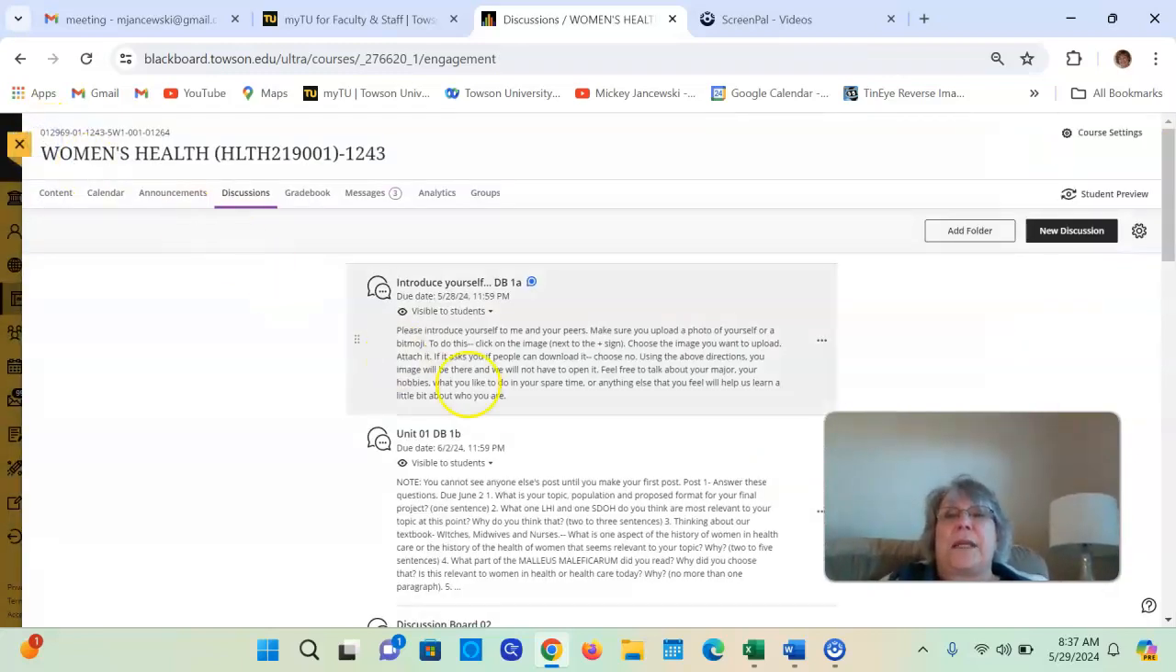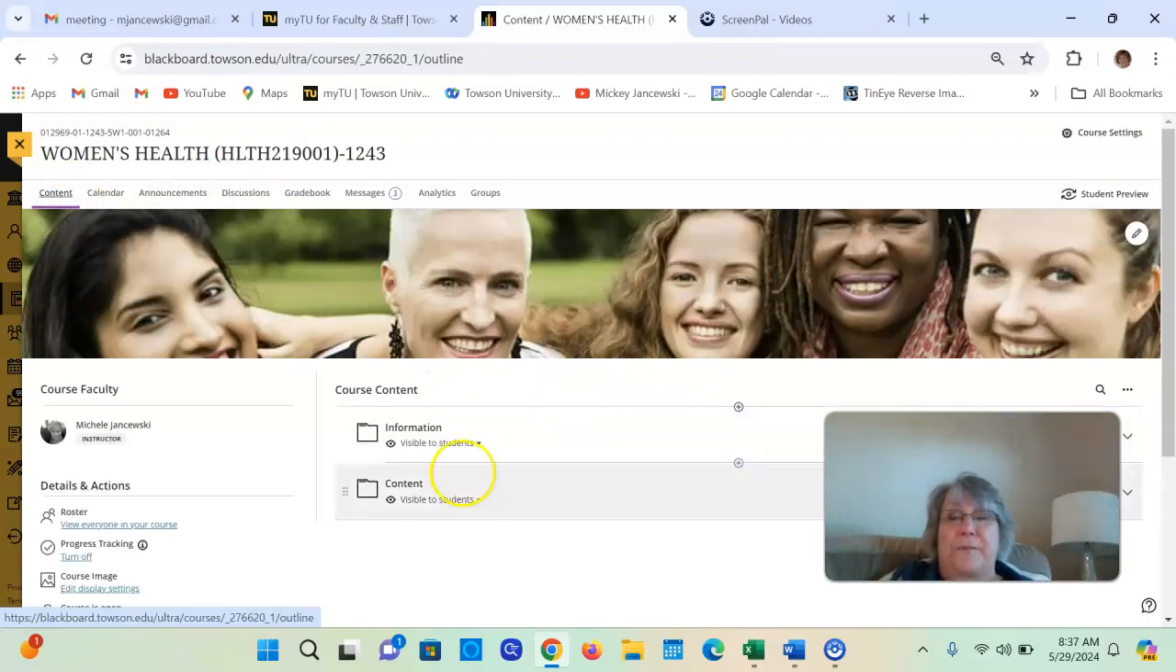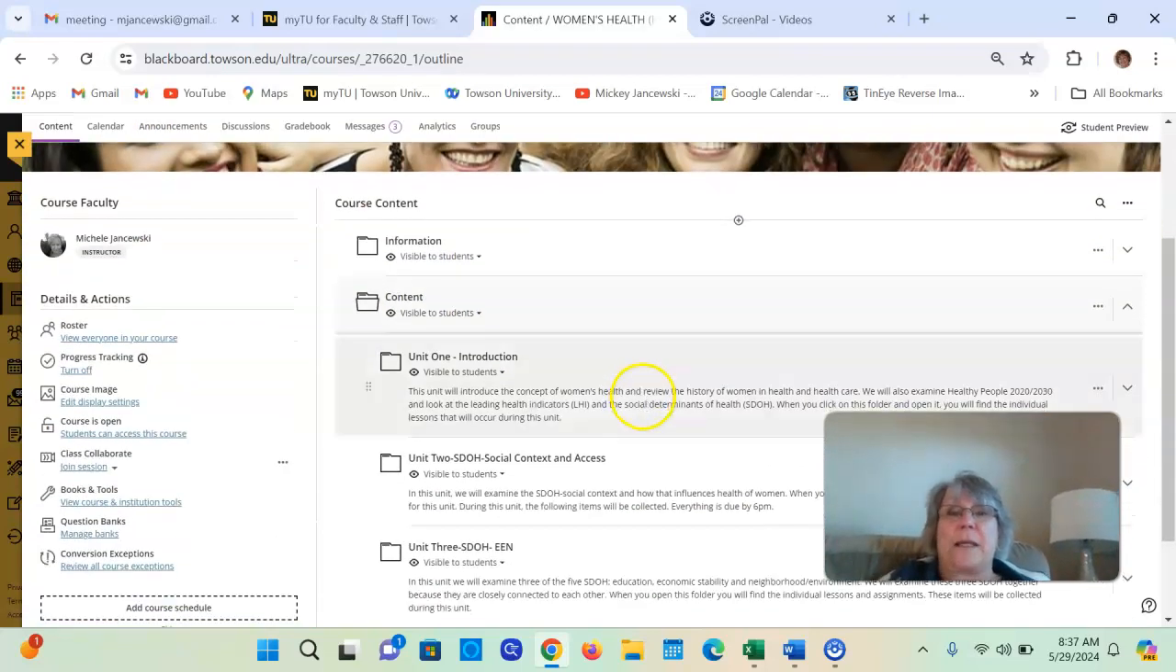So every unit is set up the same way. Every unit has content that we cover. Every unit has a discussion board. Every unit has some online assignments. And every unit has a reflection. And so they're all set up the same way.